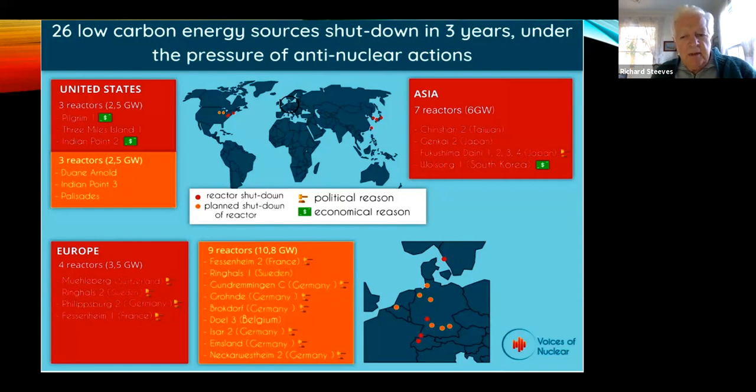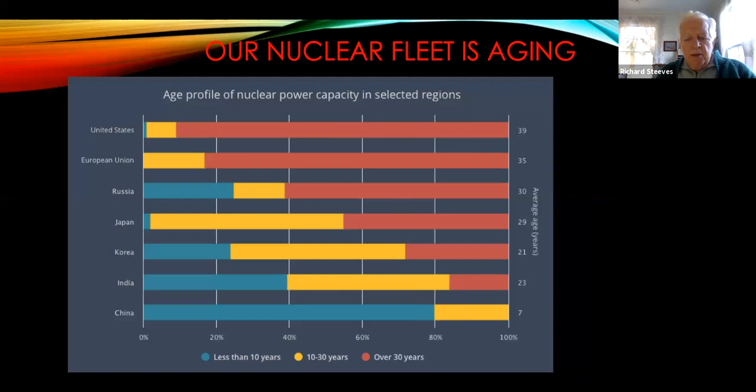And they've noted in it, down in the lower right here, that there are a lot of these orange dots, and they relate to political reasons. And when you get down into the political reasons in greater depth, most of them have to do with anti-nuclear activity, public negativism, opinions about it. And so we need to look into this and think about the fact that our nuclear fleet is aging and we are going to have to think about replacing them.